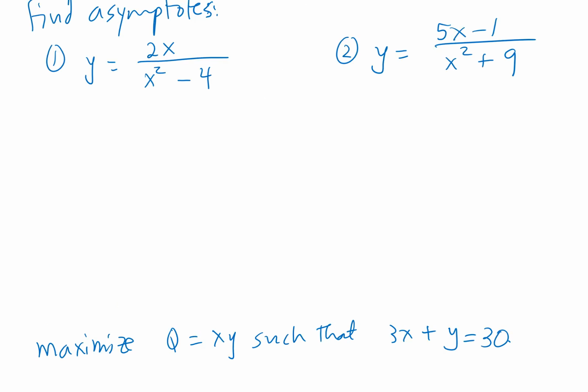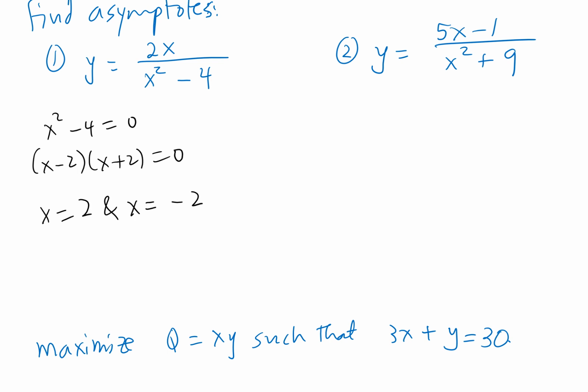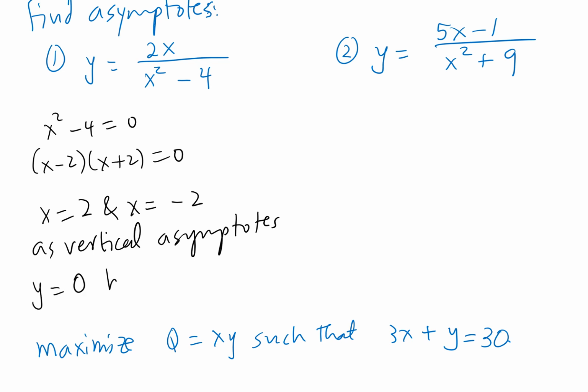So for the asymptotes, we set the denominator equal to 0 and solve if possible. We get x equals 2 and x equals -2 as vertical asymptotes. Notice the top is less than the bottom, so automatically y equals 0 is a horizontal asymptote.